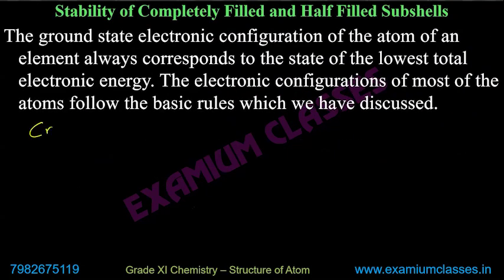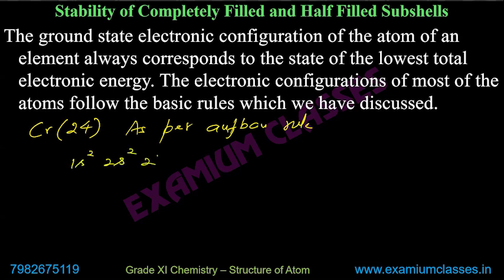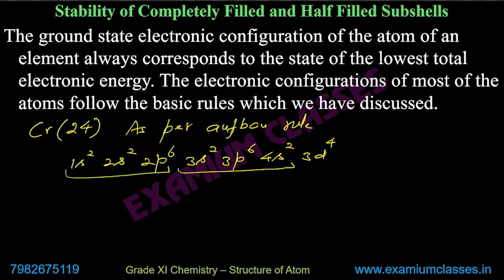If I say chromium, chromium has atomic number 24. And if I write its configuration as per the Aufbau rule, the configuration will be 1s2, 2s2, 2p6, 3s2, 3p6, 4s2, 3d4. This should be the configuration.